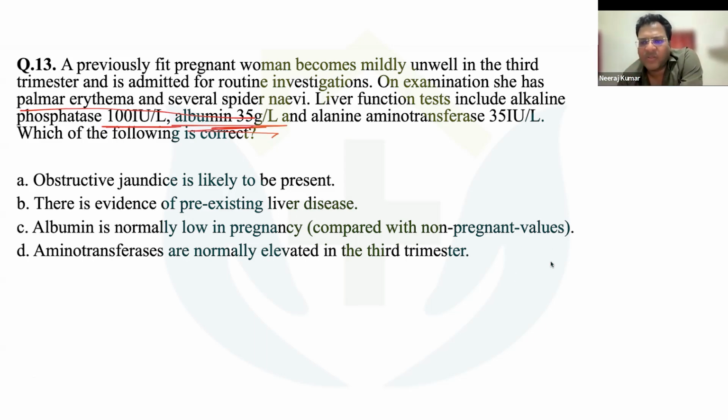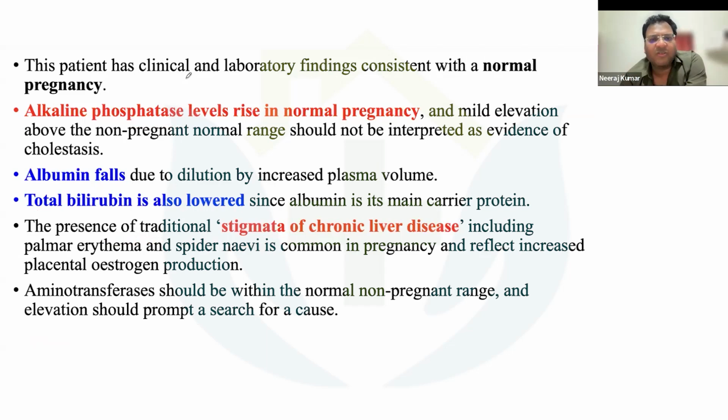This question is about physiological adaptation to pregnancy. First option, second, third, and fourth. Which option do you feel is true? Okay, here the albumin is normally low in pregnancy compared to non-pregnant values. So here the answer would be C. Now you see why. This patient has findings consistent with normal pregnancy. Alkaline phosphatase rises in normal pregnancy. First point, it is mildly elevated above the non-pregnant state, but should not be interpreted as evidence of cholestasis.